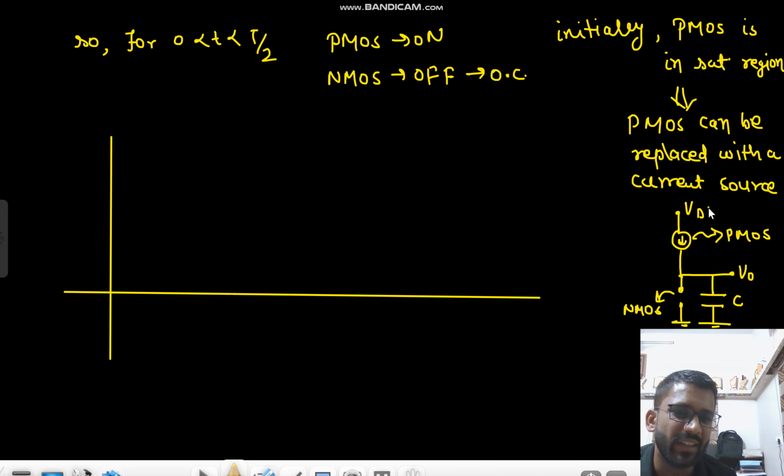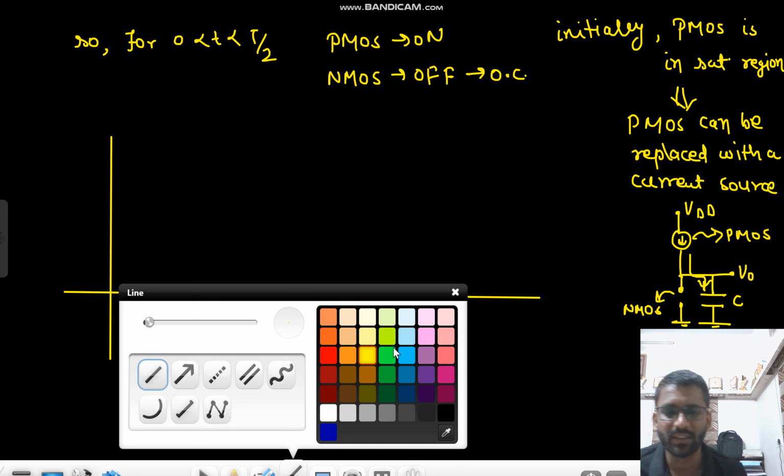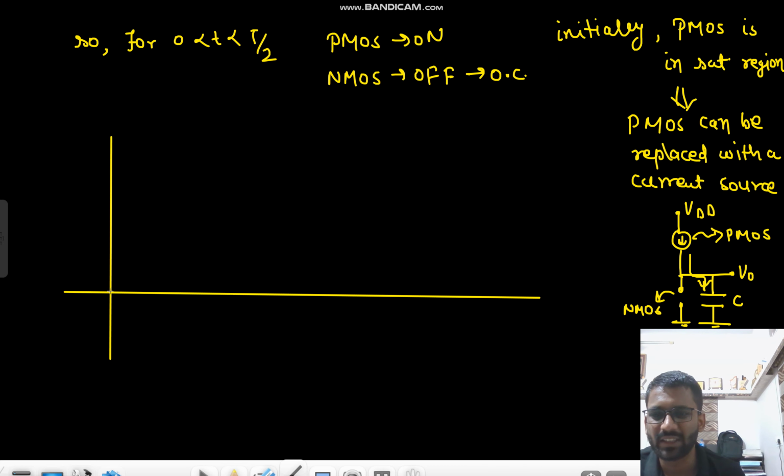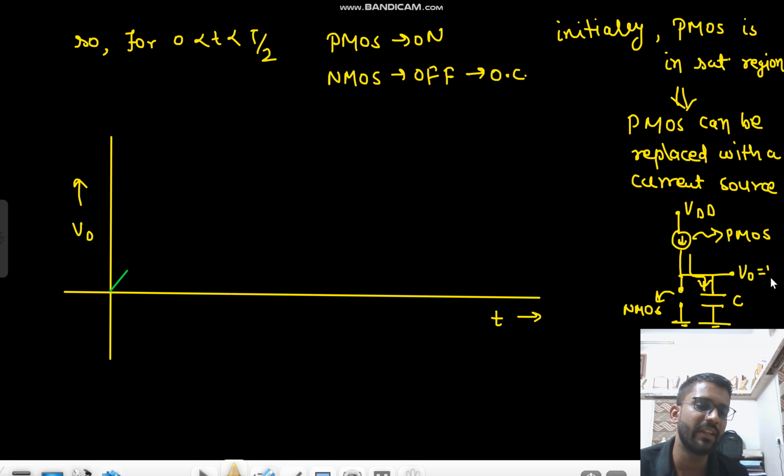And this is VDD. Now whatever the value of this current source is, that will charge this capacitor, and the capacitor will start charging linearly. Initially it will charge linearly. So this is your V naught versus time t curve. Now it will charge, it will charge. At one point V naught will reach 1 volt, right? And this is 5 volt.